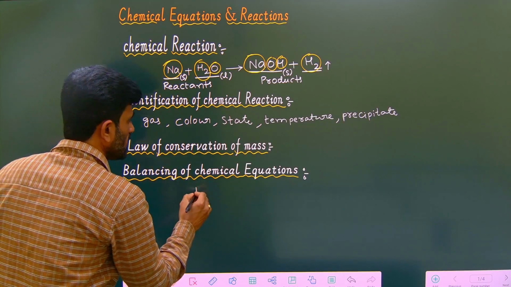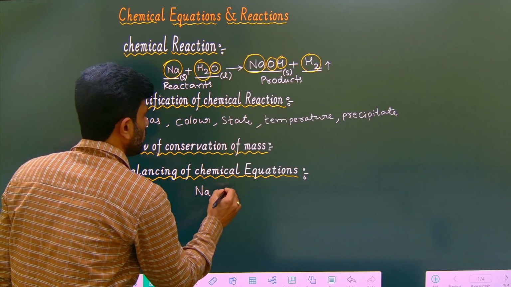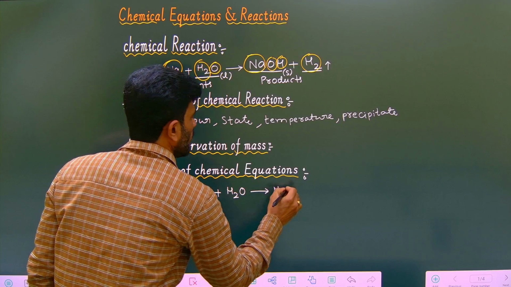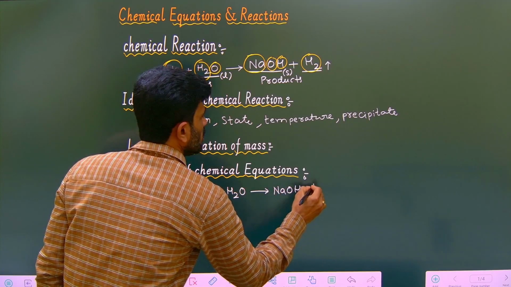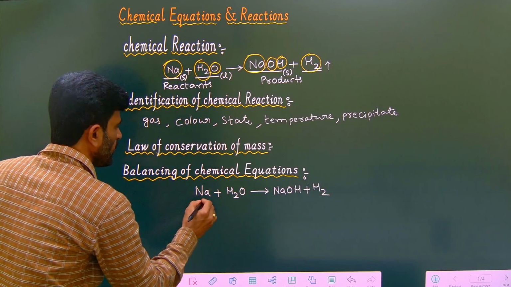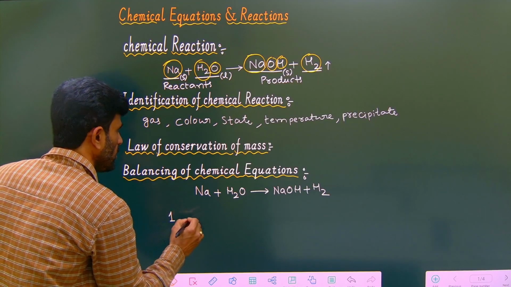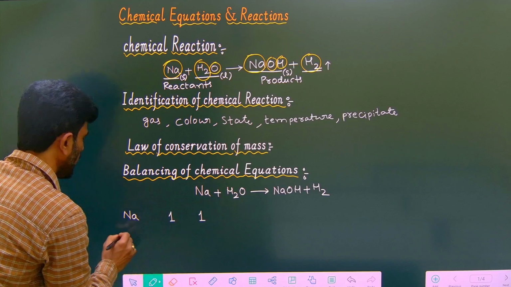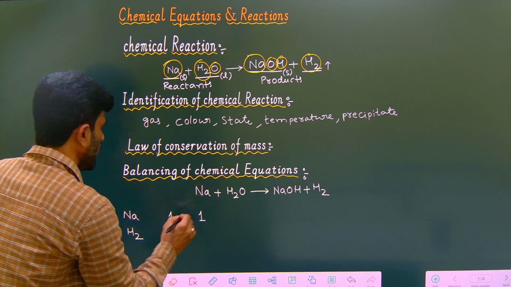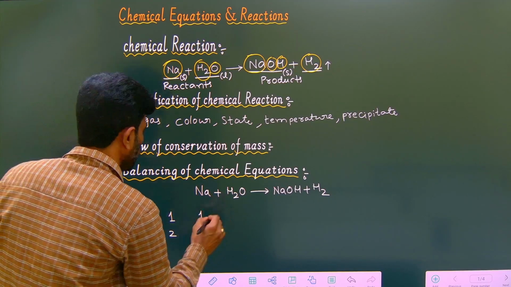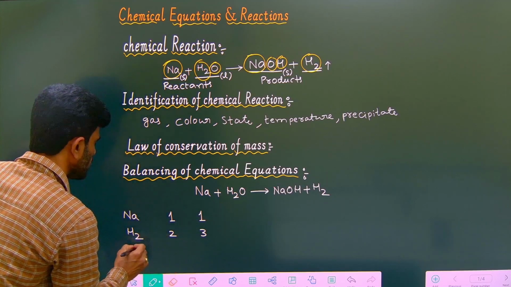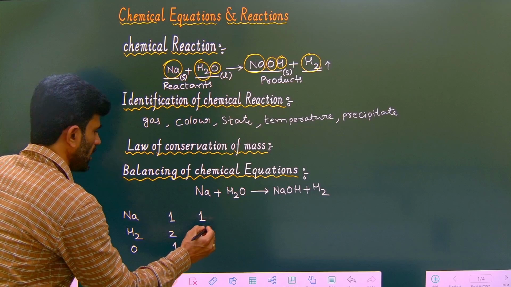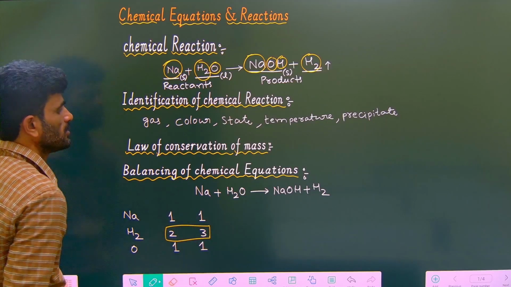To balance that equation, you first observe what all different types of atoms we have in the reaction. We have sodium, hydrogen and oxygen. If you see sodium, we have reactant side 1, product side also 1. Then hydrogen, we have reactant side 2, but product side 3. Oxygens we have same, 1 and 1. So what is different here? Hydrogens are different, we need to balance hydrogens.